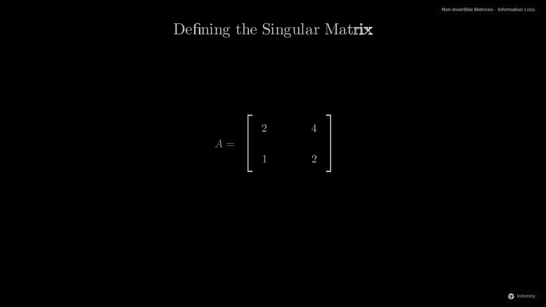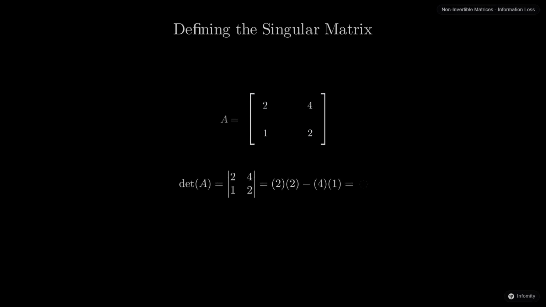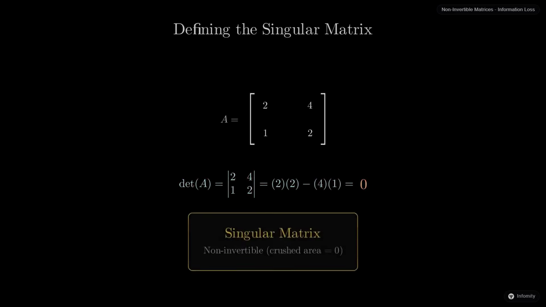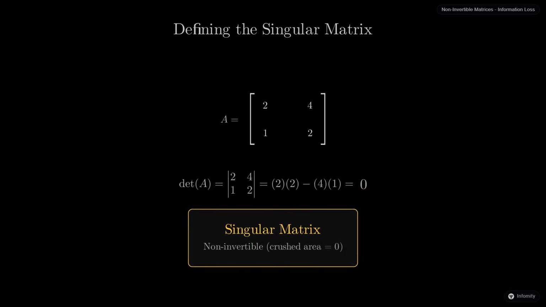To identify these destructive transformations, we use a tool called the determinant. Specifically, when the determinant of a matrix is exactly 0, it means the area has been crushed. Consequently, we call this a singular or non-invertible matrix.